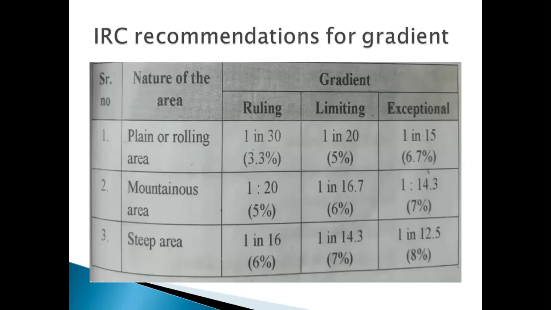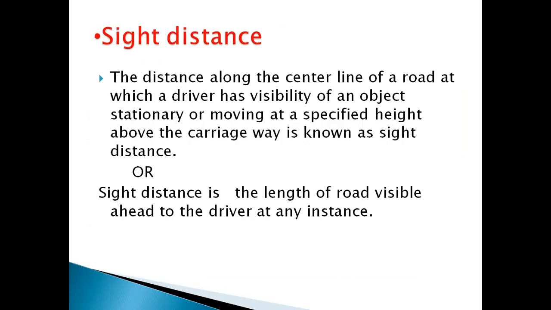Then we discussed the IRC recommendations for gradient. Now, in this lecture we are going to see the next geometric design parameter of highways, that is sight distance. Now see what sight distance is. The distance along the center line of the road at which a driver has visibility of an object, stationary or moving, at a specified height above the carriageway is known as sight distance.